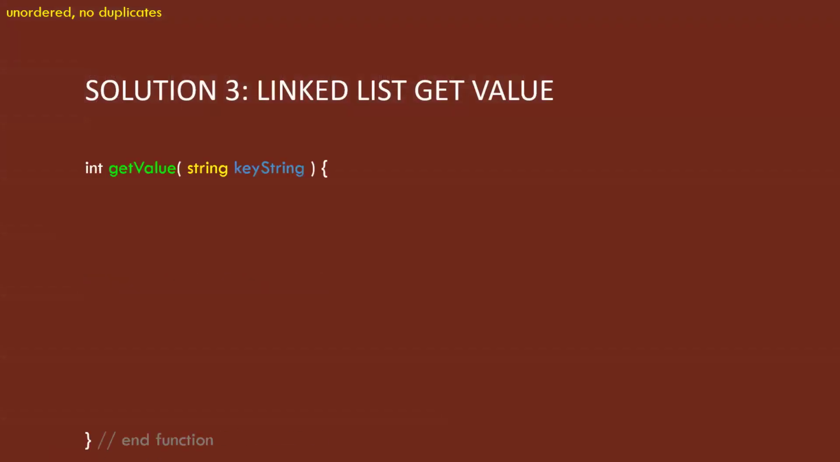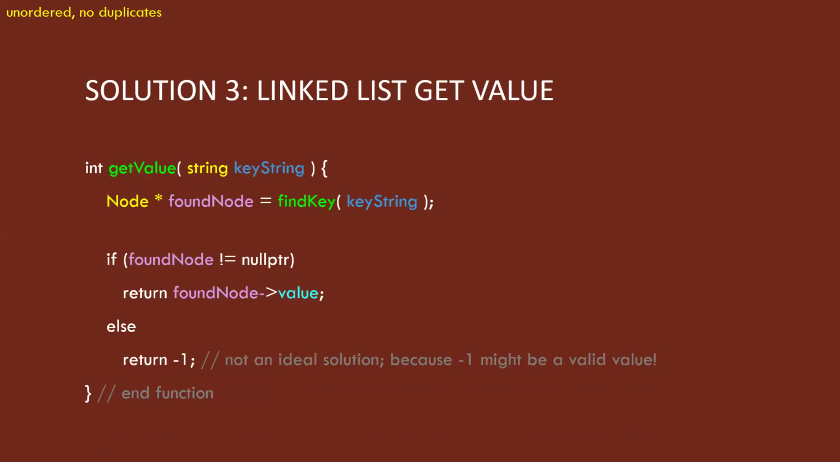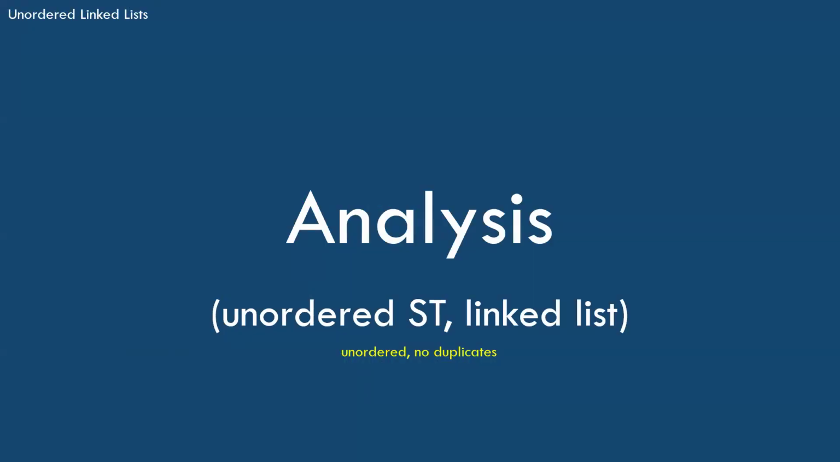Okay, so get value, right? Find the node if you can. If the found node is not equal to null, then return it. Otherwise, return -1, right? So we have to return an integer in C++. We can't get away with not returning an integer. So you can return like -9999999 or something like that. But usually that poses a small question: what's the right thing to do there? We'll come back to that a little bit later, but that's our solution.